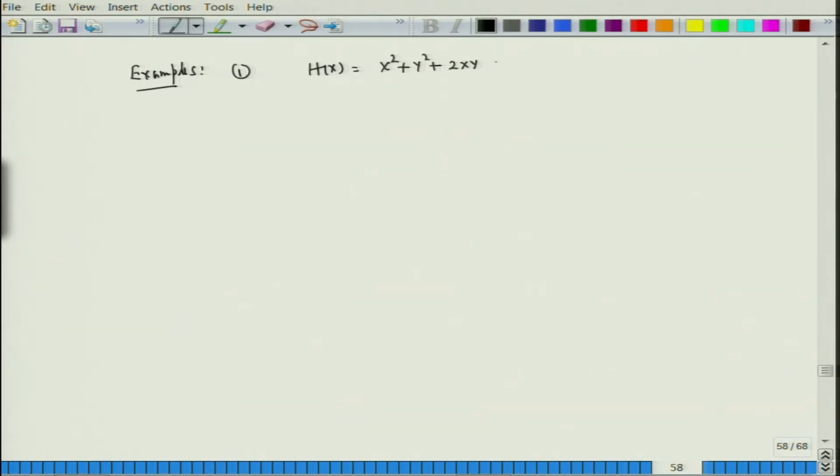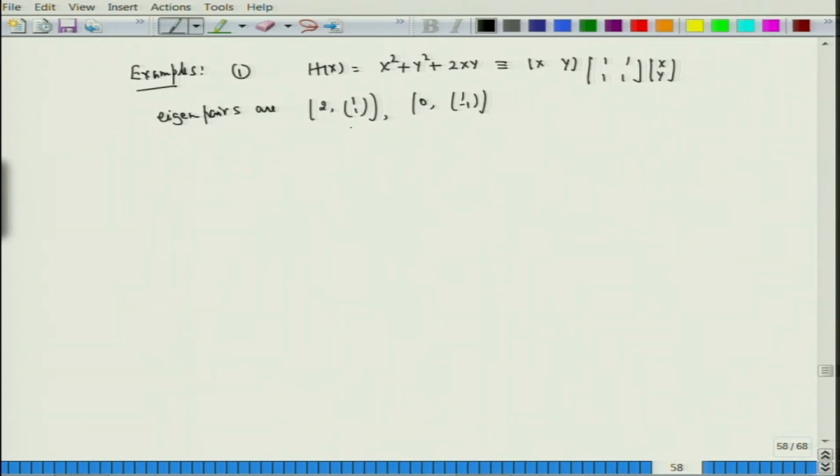Which corresponds to looking at (x, y) times the matrix [1 1; 1 1] times (x, y). Is that okay? So the eigenpairs of this matrix are 2 with (1, 1), and 0 with (1, minus 1). These are the eigenpairs. Fine. I want orthogonal, so I'll write it as 1 upon root 2 of (1, 1) and this as 1 upon root 2 of (1, minus 1).